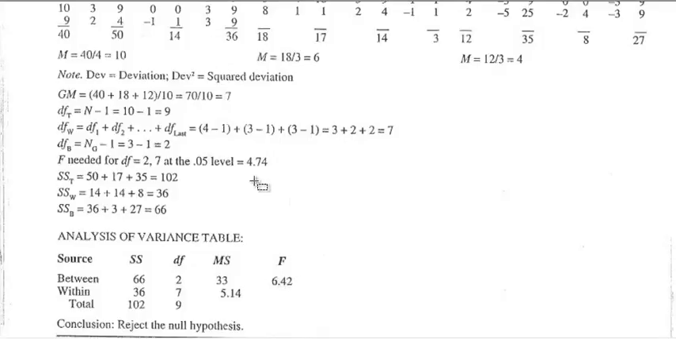What we see here is the F critical is 4.74. The F calculated is 6.42. That lets us know that our observed F value is greater than what would have occurred due to random sampling fluctuation alone when the null hypothesis is true, which is 4.74. Therefore, we reject the null hypothesis that the three group means are equivalent to the grand mean.